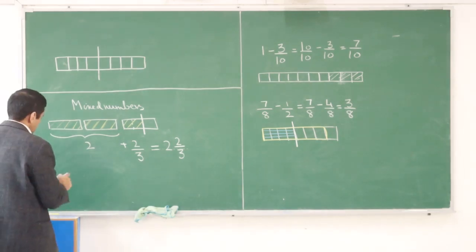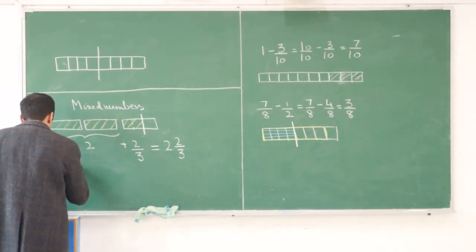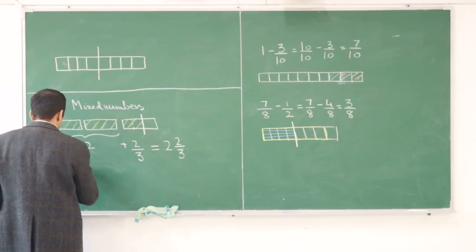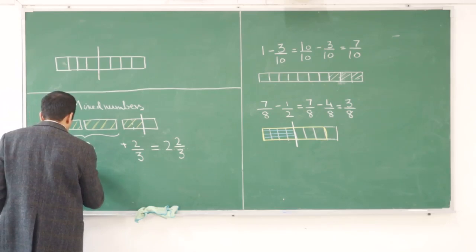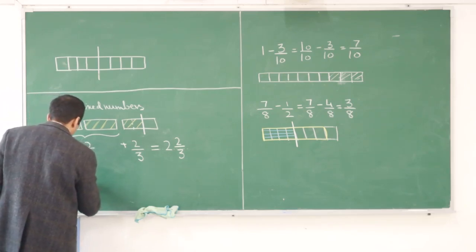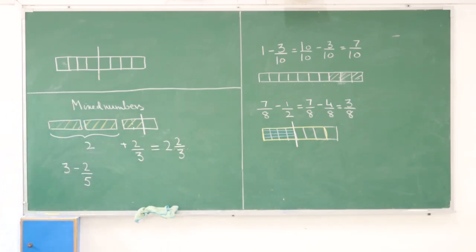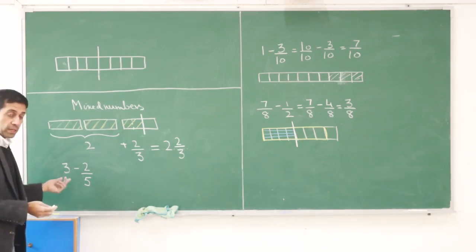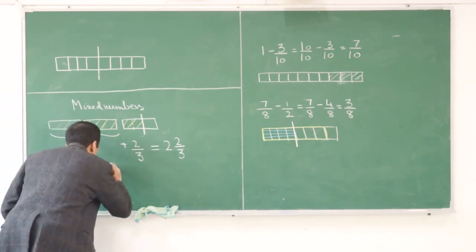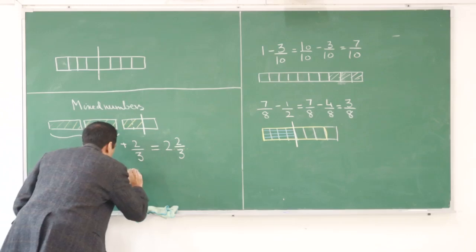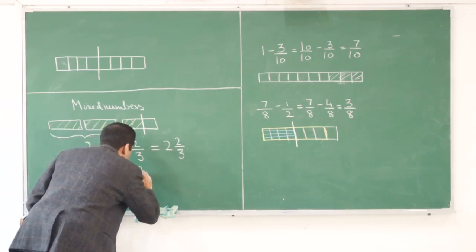So let's do a problem like you have 3 wholes, and now you want to subtract maybe 2/5 from it. Okay. Now how do we do this messy looking problem? Well, you can take the 3 wholes and break it up into 2 plus 1, right? So this is just equal to 2 plus 1 minus 2/5.